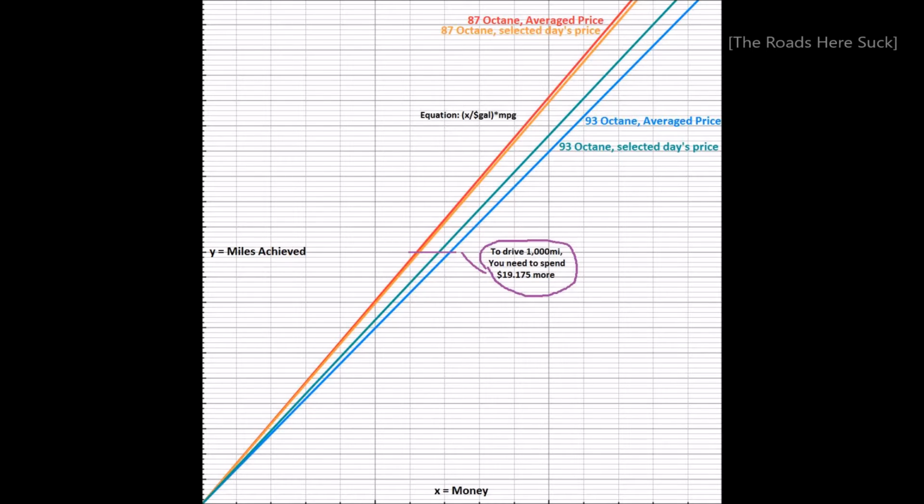But is it worth it? Is it economically worth it? Do you save money by choosing 93 octane over 87? No, absolutely not. So it's just better off to buy regular fuel anyway.